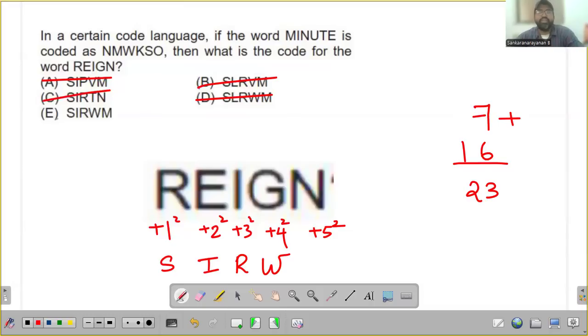And we are left with option E, SIRWM. You can see that M will work fine. M is equal to, N is what it is given here. N is 14. 14 plus 5 square is 25. 14 plus 25 is 39. 39 is nothing but 26 plus 13. So the 13th letter is nothing but M. Okay, so that way it is correct.